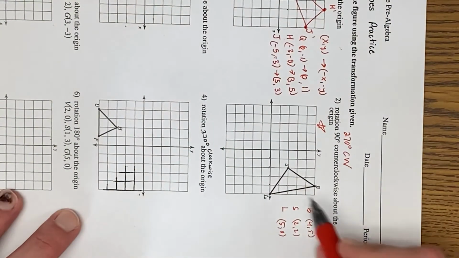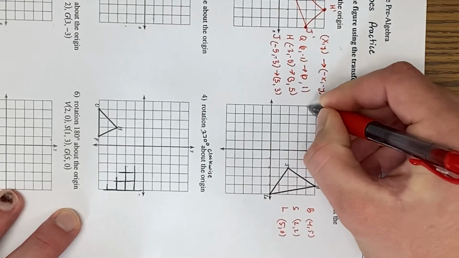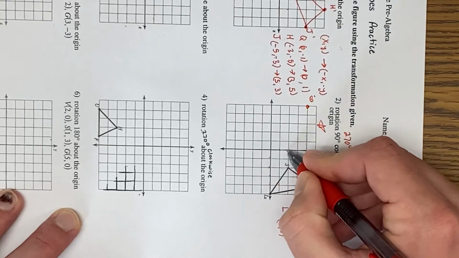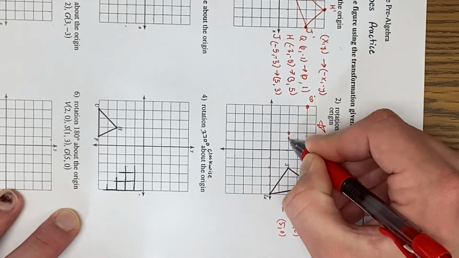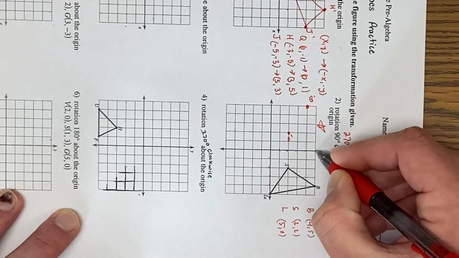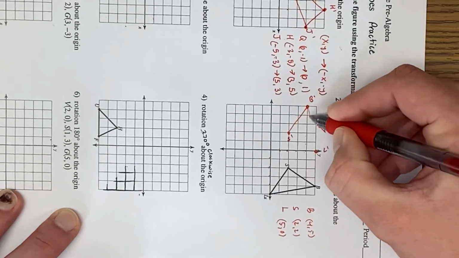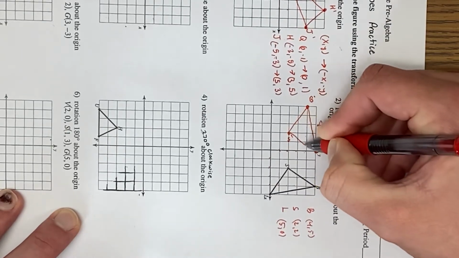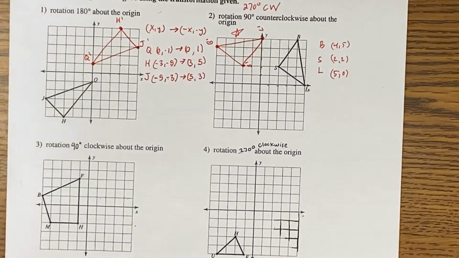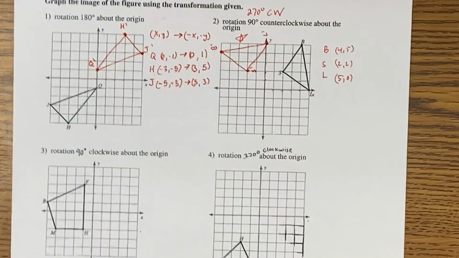So B is 4, 5. 1, 2, 3, 4, 1, 2, 3, 4, 5. And this is B prime. S is 1, 2, 1, 2. S prime, and L is 1, 2, 3, 4, 5, 0. So now we connect our points, our vertices, and we have our rotation. So we can see how our shape was turned to give us our new shape.